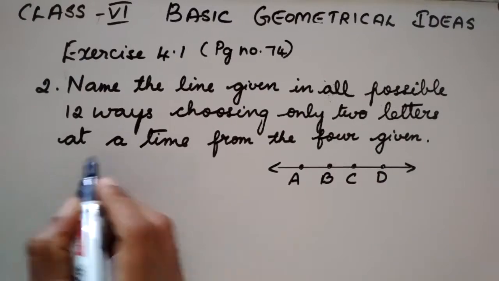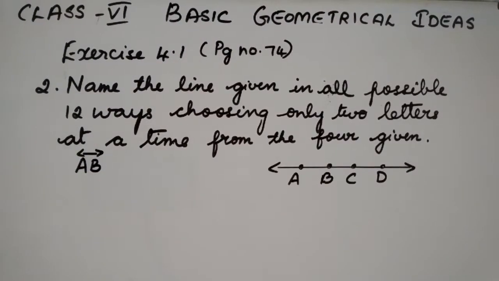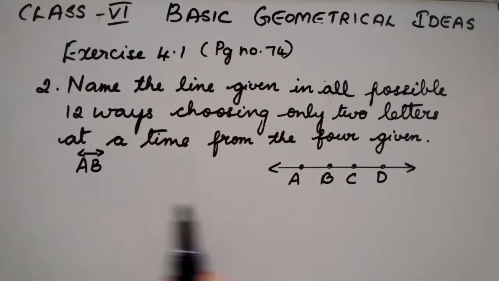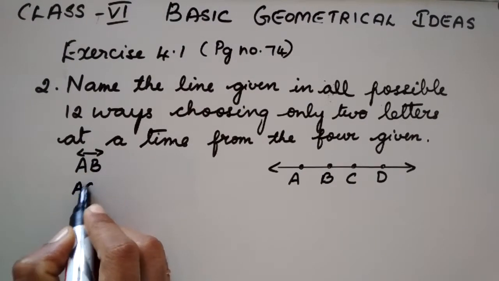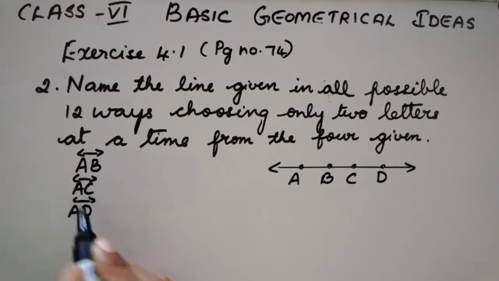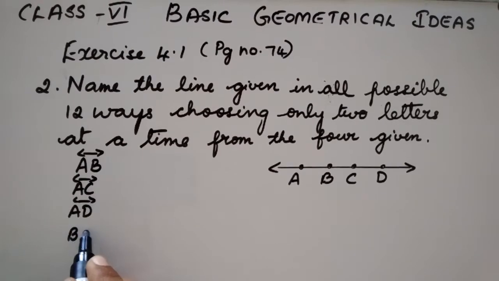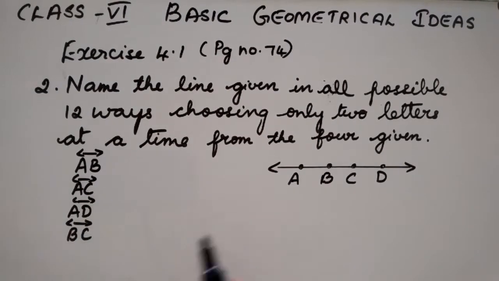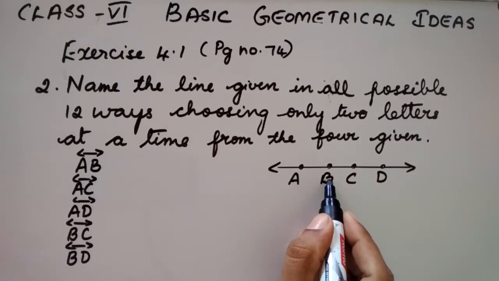A to B is a line. A to B is one possible way of line, choosing only 2 letters, that is A and B. Next we have A to C. Next we have A to D. Next we have now B to C. Next we have B to D. Next we have B to A.